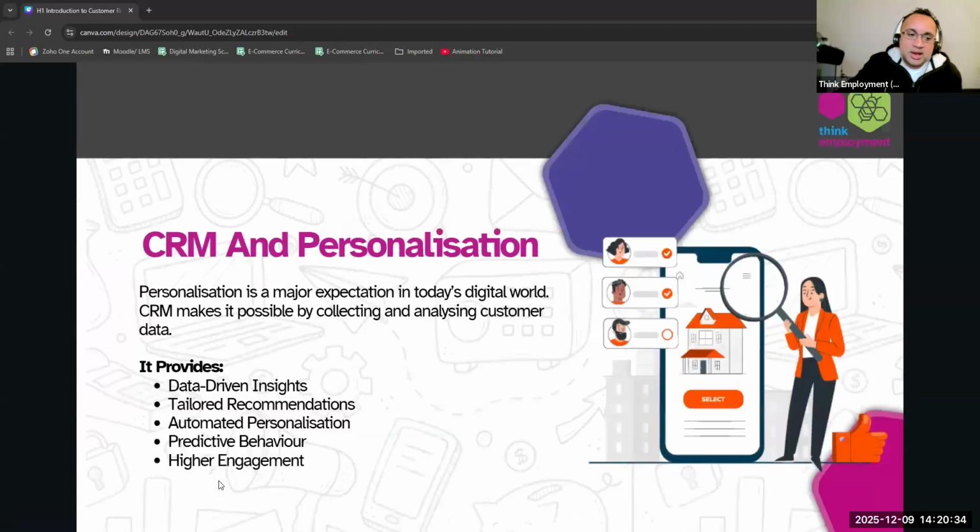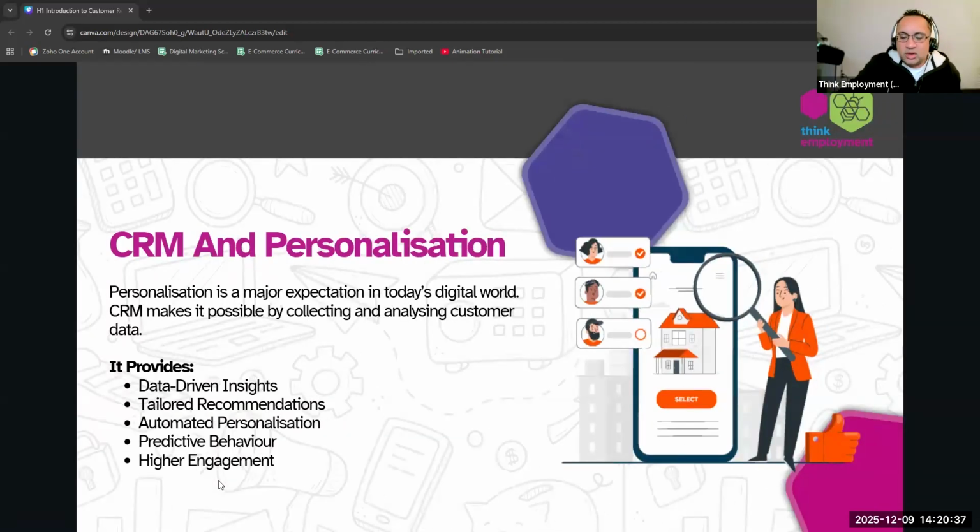So CRM and personalization, basically, because we're connecting to data, collecting all this data, you're looking at the data, you're able to look at the habits, the behaviors, the different requests they're making, the communication patterns, and then you're tailoring the recommendations according to that. Automated personalization: emails and offers that can be adapted based on customer action.